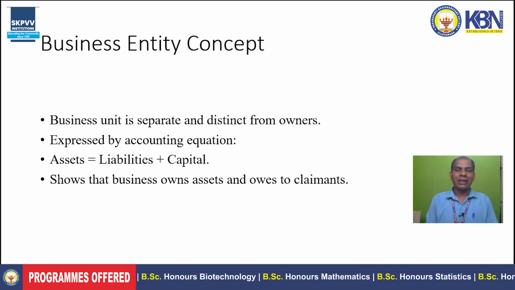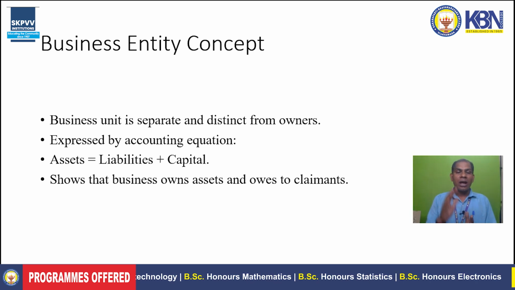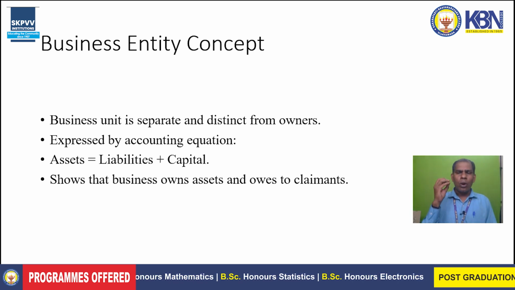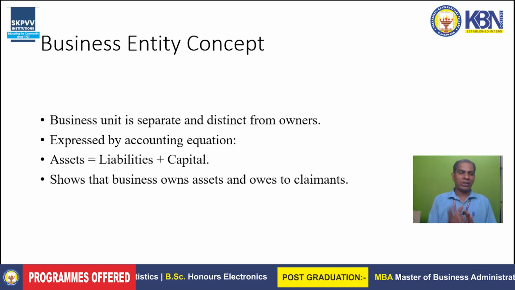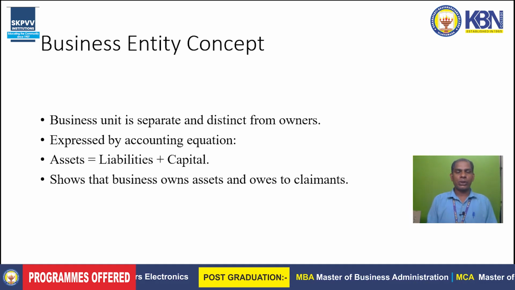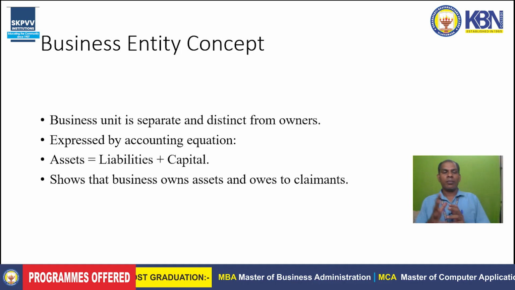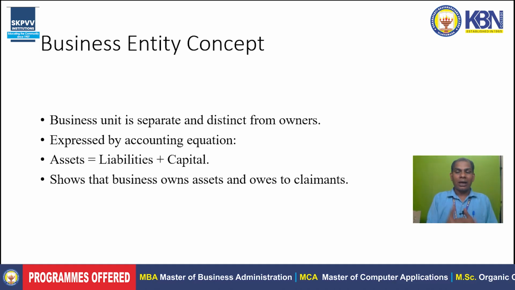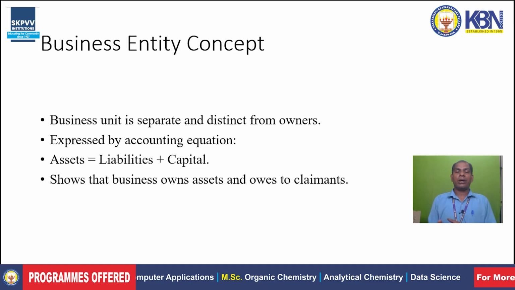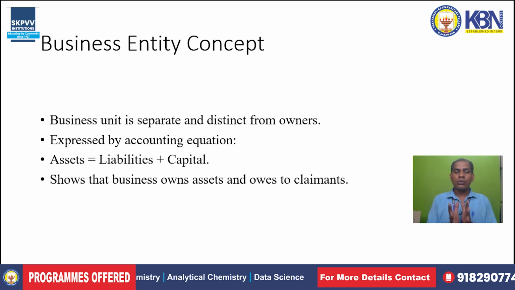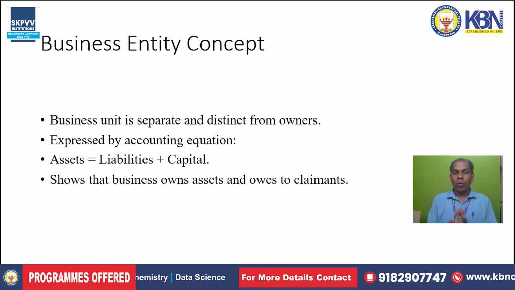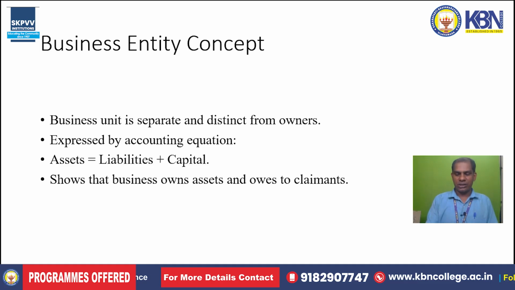So here the business entity concept depends majorly upon the accounting equation. The whole of financial accounting depends on the accounting equation. That equation is: assets equal liabilities plus capital. Here, assets means what types of assets are there in that organization. Liabilities means those who provide capital to the business. Capital, the owner's funds, is called capital. So it shows that the business owns assets and owes to claimants.